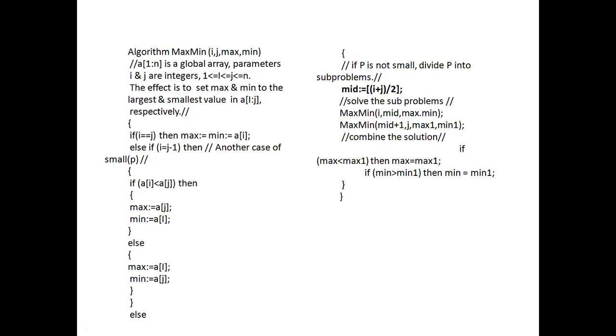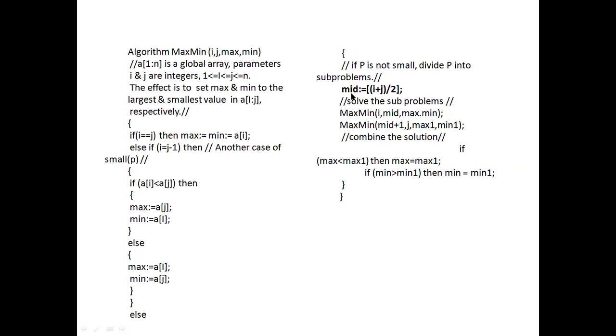So in that case, you have to compare the given numbers. You compare A[i] with A[j]. If A[i] is less than A[j], then maximum is equal to A[j] and minimum is equal to A[i]. Otherwise, if A[i] is greater than A[j], then maximum is equal to A[i], minimum is equal to A[j]. So just by comparison, you can find which is the maximum value and the minimum value. Okay, that is the single element condition fails, two element condition fails. So that means the problem has more than two values.